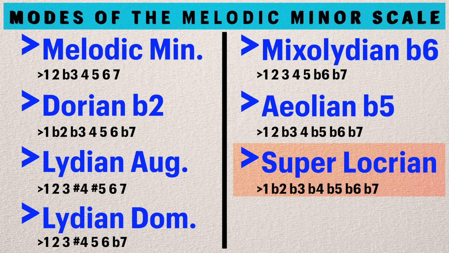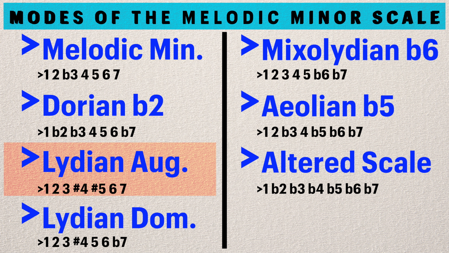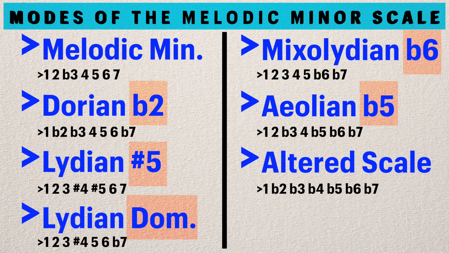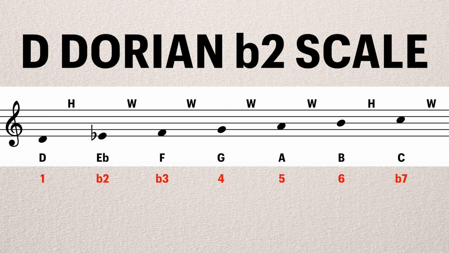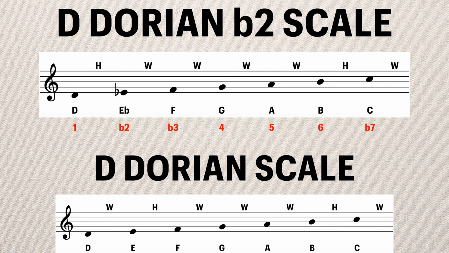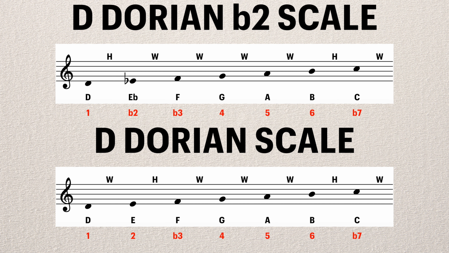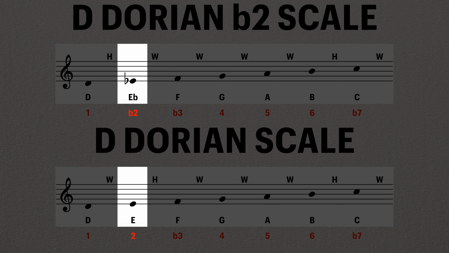For instance, Superlocrian might be referred to as the altered scale. The Lydian augmented scale might be referred to as Lydian sharp 5. A lot of these mode names derive from their similarity to a major scale mode name, with additional notation for what notes are altered. For instance, Dorian flat 2 scale is just the Dorian scale, but relative to that, it also, in addition, has a flat 2.